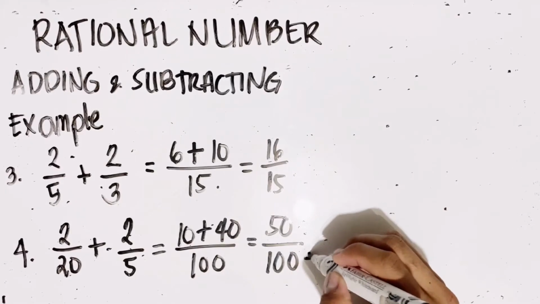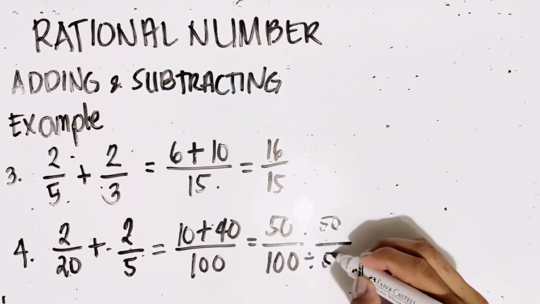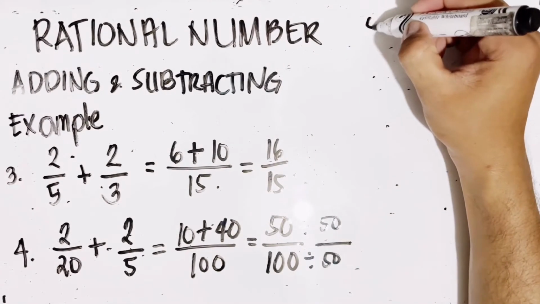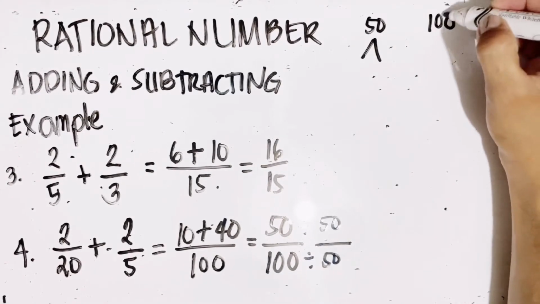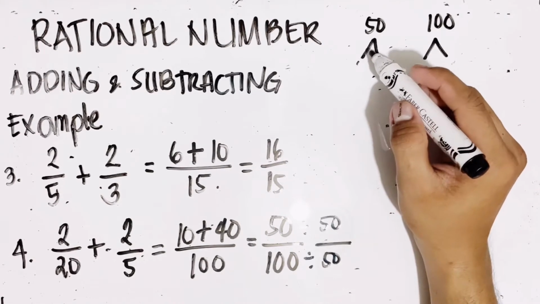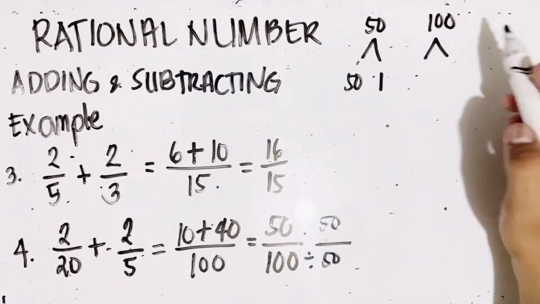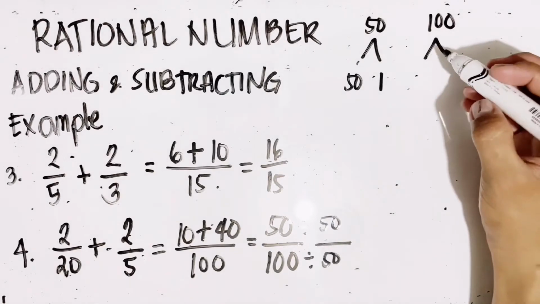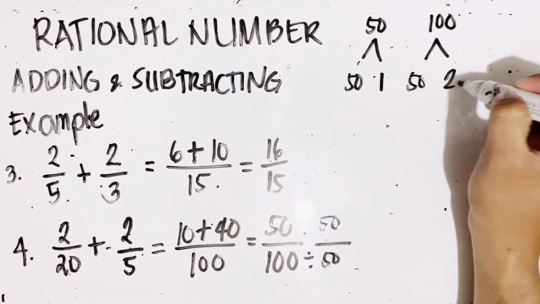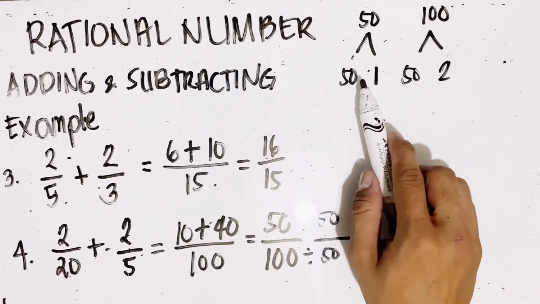And their common factor, 50 and 100 has a common factor of 50. So, how did I get 50? So again, let's do this one. So 50 had the factors 50 times 1, while 100 also have 50 times 2. Now the greatest common factor between them is 50.